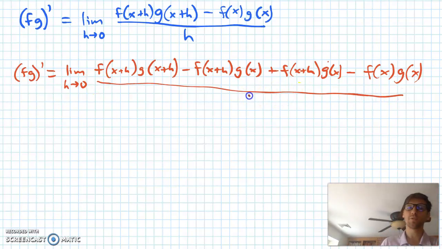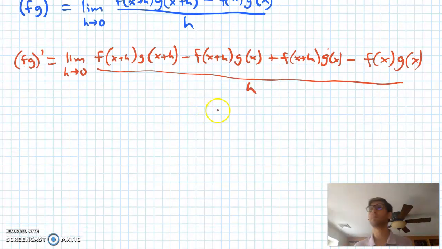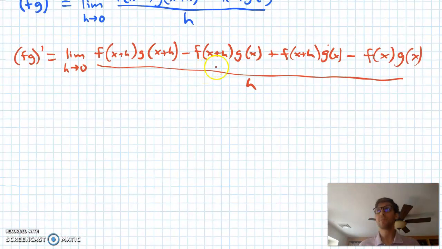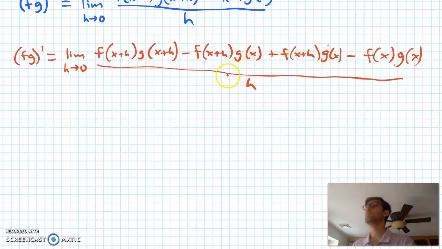That whole thing is over h. Notice that we added two terms into the middle of the numerator here, these two, minus and plus. So as written, we can break up the limit into two pieces. From the left piece, we can factor an f of x plus h here, and we can factor a g of x from the right piece. So doing this would give us this.